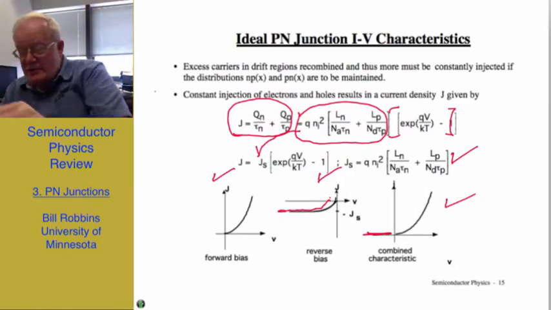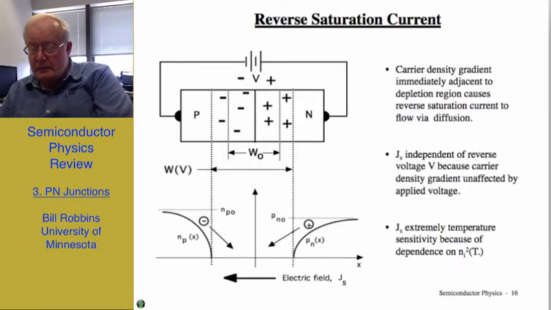The reason for the constant current in the reverse direction, independent of the applied voltage, is fairly easy to see. Here is a picture again of the reverse biased device.